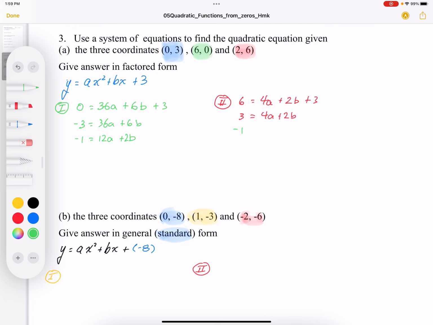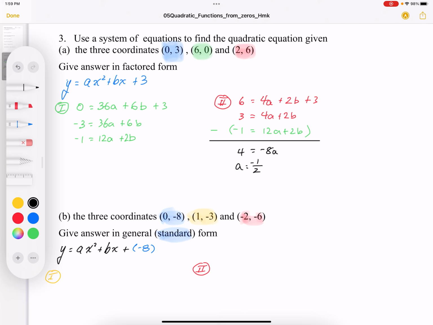And now I'm going to subtract these equations. So I'm going to combine this equation with equation 1. Since the 2b coefficients match, I'm going to subtract these two. And when I subtract them, 3 minus negative 1 is 4. 4 minus 12 is negative 8a. And then the b's cancel out. I end up with a is negative 1/2, which was what I got before.